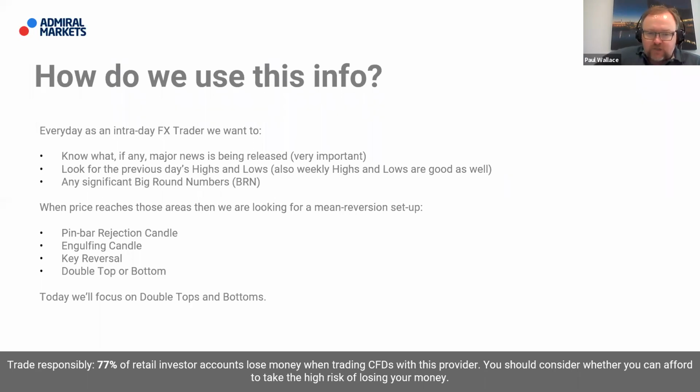So any nice reversion or reversal setup, things like a pin bar rejection candle, maybe an engulfing candle or a key reversal candle, or a double top or bottom, which might even become a triple top or bottom. Those are all very suitable setups for when we're looking for a reversal or mean reversion trade. Today, I'm just going to focus primarily on double tops and bottoms. We'll include one or two of the others, but we just want to focus on double tops and bottoms.